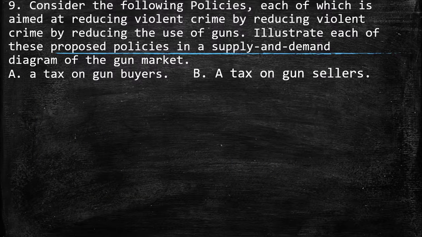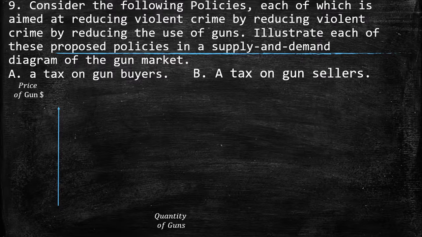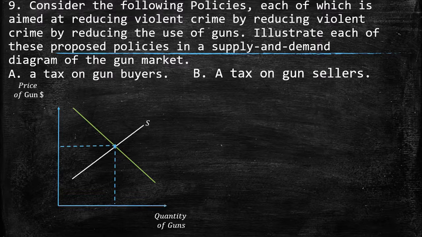Problem 9. Consider the following policies, each of which is aimed at reducing violent crime by reducing the use of guns. Illustrate each of these proposed policies in a supply and demand diagram of the gun market. A. Attacks on gun buyers. So remember, when we are talking about the buyers, it's going to be the demand, so it's going to be a decrease of the demand.